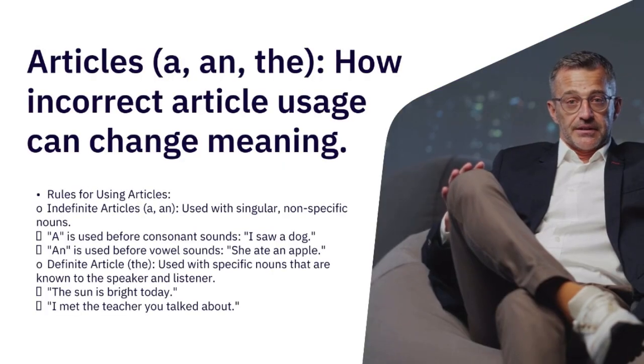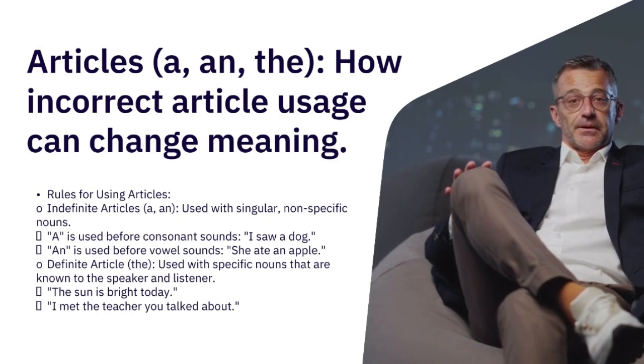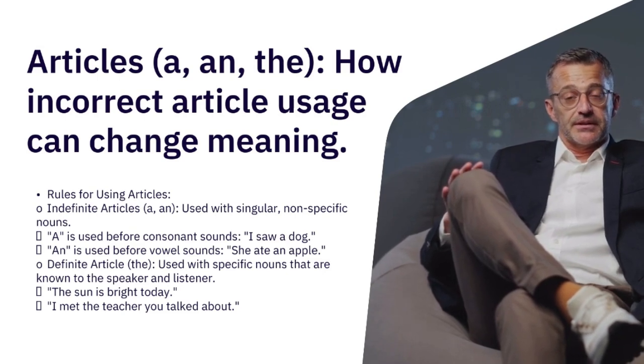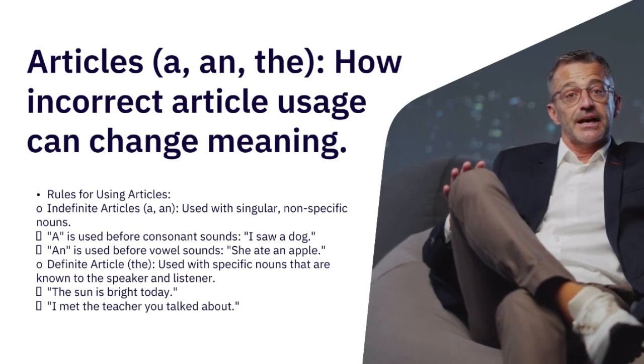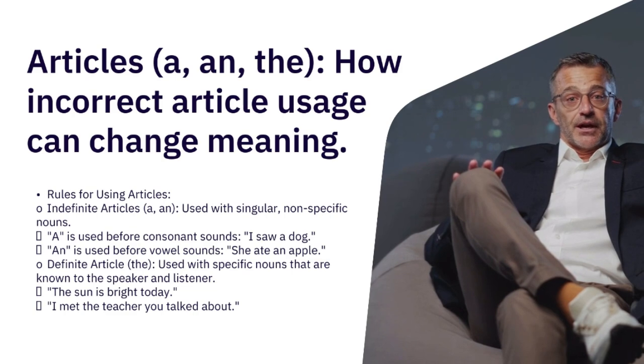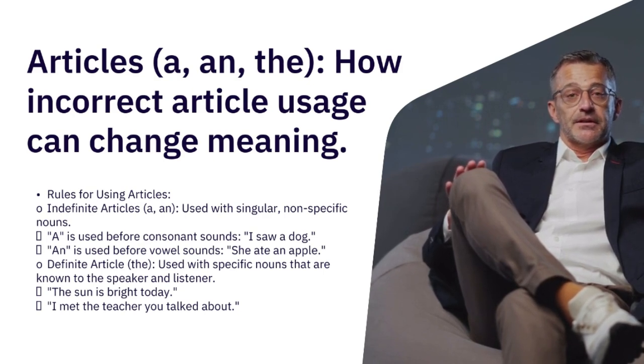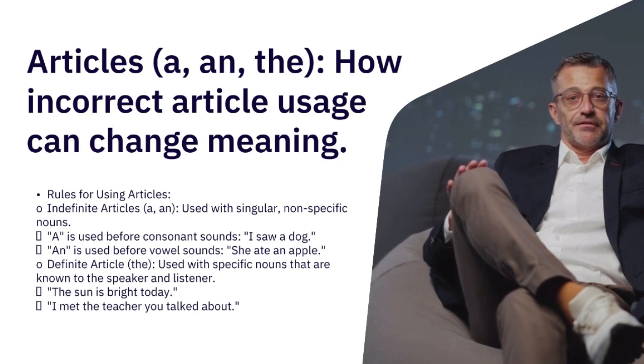Articles: a, an, the. How incorrect article usage can change meaning. Rules for using articles. Indefinite articles. A, an. Used with singular, nonspecific nouns. A is used before consonant sounds. I saw a dog. An is used before vowel sounds. She ate an apple.